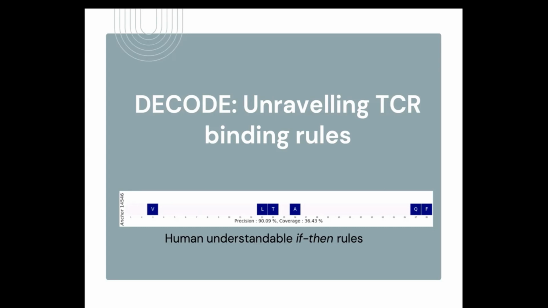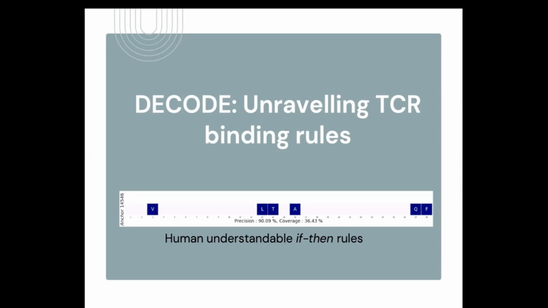And these attention patterns can be quite hard to interpret. So what we wanted to do was something a bit more, what we call, human understandable. That means for us humans, we work with if-then rules. If you give me this amino acid in this position, and this amino acid in this position, and this amino acid in this position, then I'm going to predict this. So we wanted to have this kind of mathematical rule.